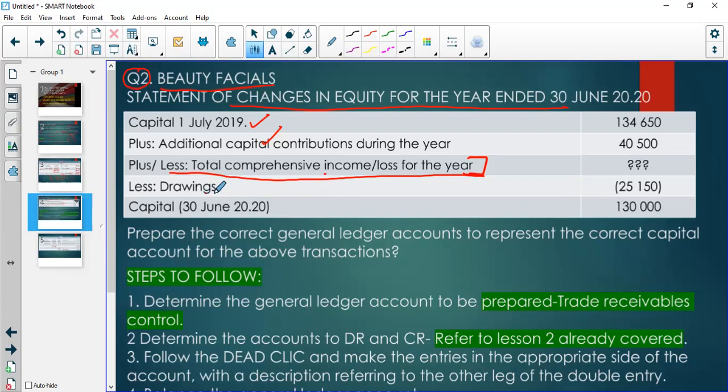Then we have drawings, which is this amount. Then we have capital balance on 30 June 2020. So 1st of July 2019 is the beginning of the year, and 30th of June 2020 is going to be your end of the year. So we started with 134, then we added some more, then there's the effect of profit or loss, then there's drawings, then there's the balance.